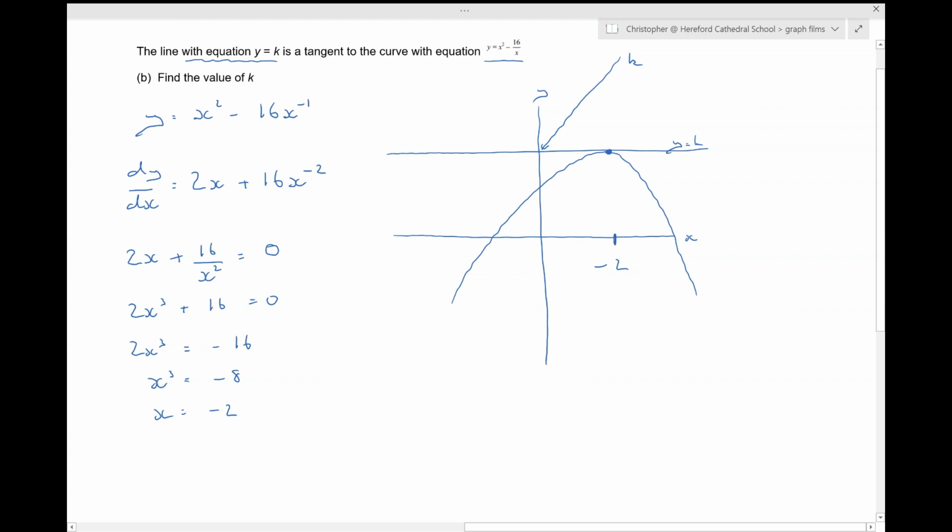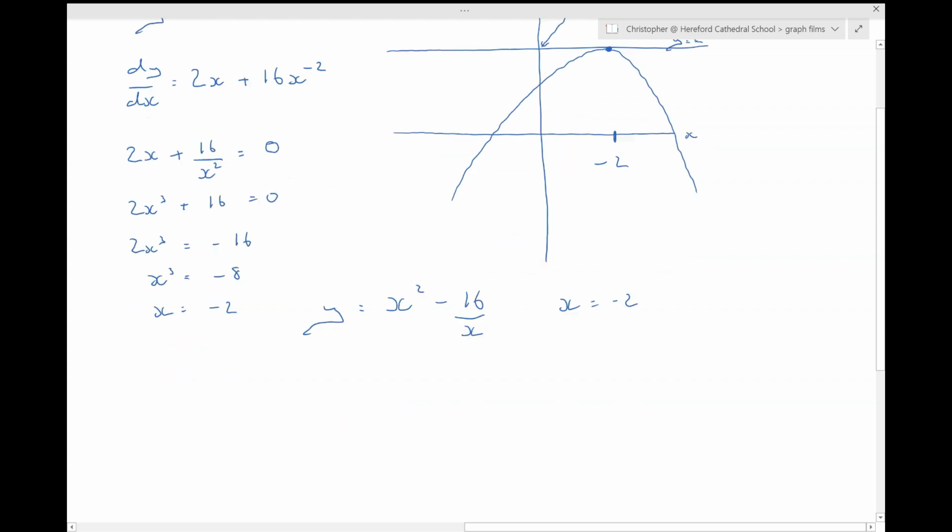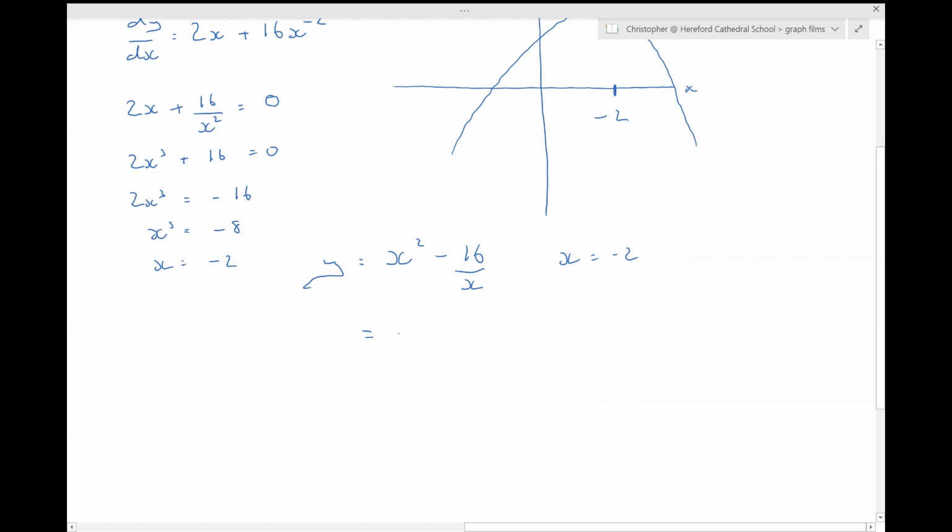I appreciate the y-axis is in the wrong place, but it doesn't matter. Now, I'm asked to find the value of k, so I need the y-coordinate at that point. So I'm going to need to go back to the equation of the curve, and I need to substitute in x equals -2 and find what y is. Well, -2 squared is simply 4, minus 16 over -2. So that is going to be 4 plus 8, which gives me a y-coordinate of 12.